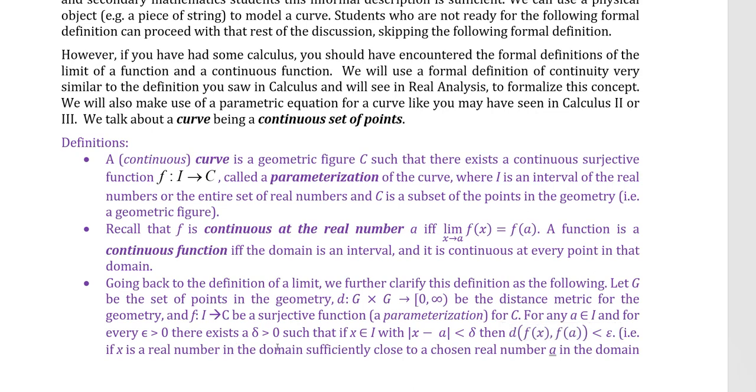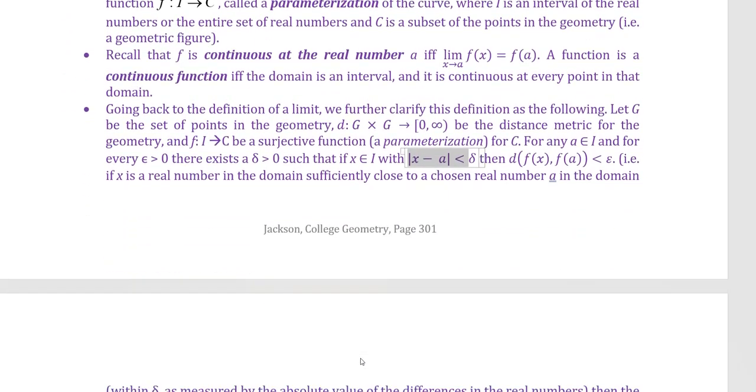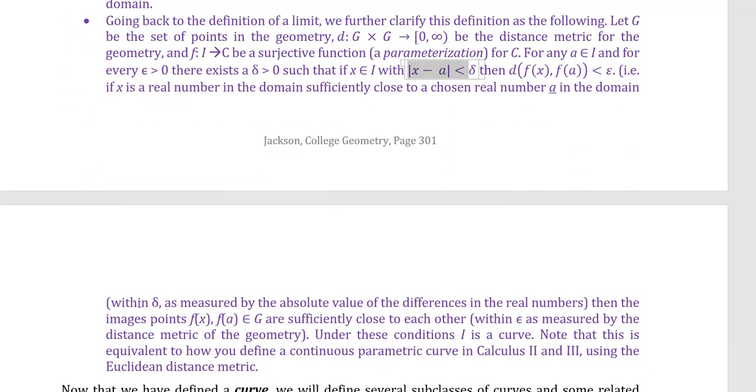In other words, if x is any real number of the domain sufficiently close to a chosen real number, measured by this absolute value of the difference in the domain, in other words, within delta, as measured by the absolute value of the differences in the real numbers, then the image points f of x and f of a, which are points in our geometry, are sufficiently close to each other within epsilon, as measured by the distance metric of this geometry. And this says that no matter what epsilon you pick, you can pick a corresponding delta. Under these conditions, C is a curve.